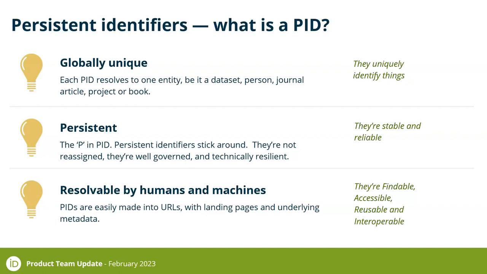And PIDs are resolvable by both humans and machines. As you can tell, ORCID iDs or DOIs can be made into URLs with landing pages, so both people and machines can utilize them. And PIDs are findable, accessible, reusable, and interoperable, as you may know from the FAIR principles.